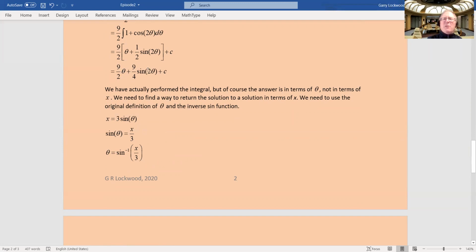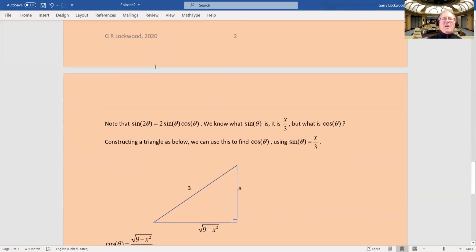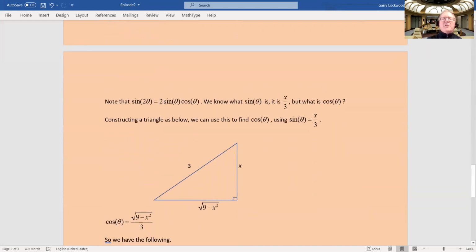The second term is quite a bit harder. Sine 2 theta, I don't know anything about sine 2 theta, but I do know something about the sine of theta. Sine of 2 theta is 2 sine theta cos theta. Sine theta is x over 3, but what's cos theta?